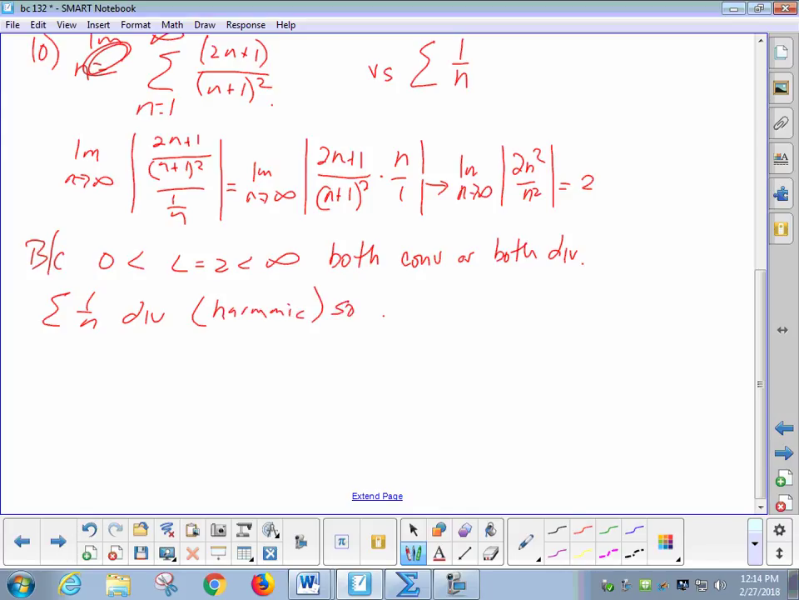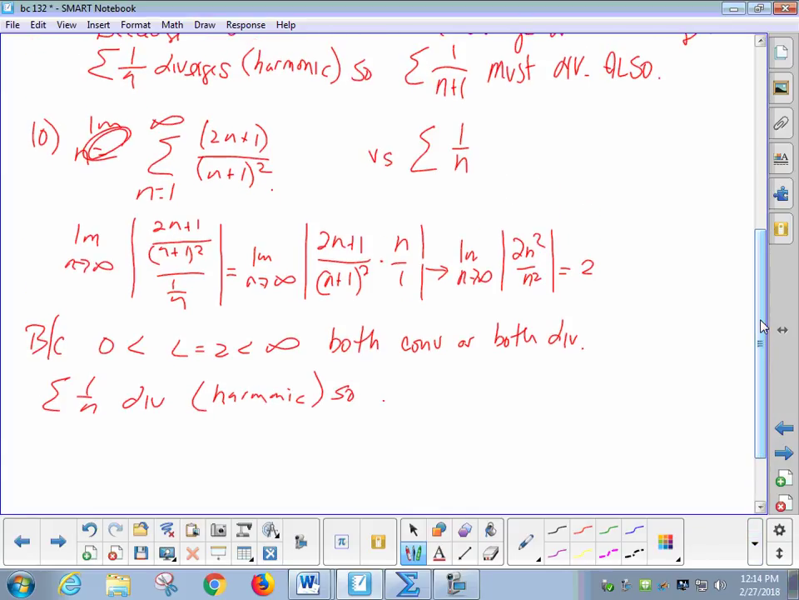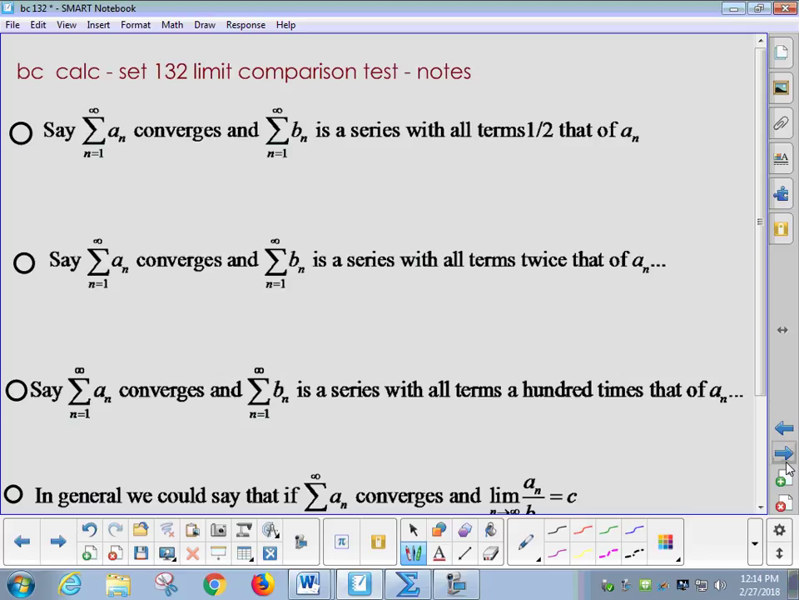So the given series. At the point where I say the given series, I decide which one's less writing: is it this stuff or the given series? Whatever is less writing, that's what I do. 2n plus 1 over (n plus 1) squared also diverges. They have to both behave the same. The harmonic diverges, so ours diverges. You follow? Okay, last one, number 12.